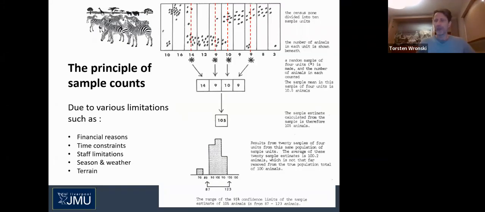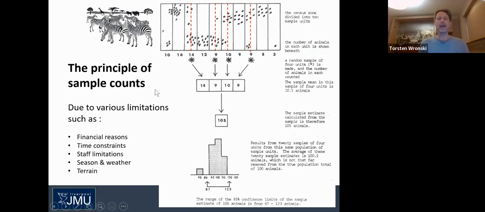Okay, let's have a look. Usually, if conservation managers want to count a population, they try to include as much area as possible. We call that total count. But this is, for various reasons, not always possible. These limitations include, for example, financial reasons, time constraints, limitations in the availability of staff, the season and weather conditions, but also the terrain and the geography of the study area. So total counts are not always possible.